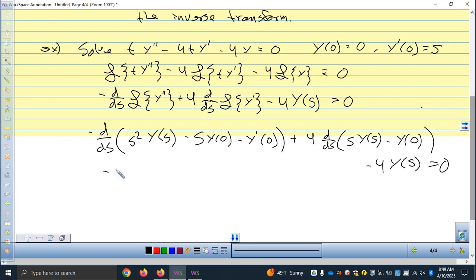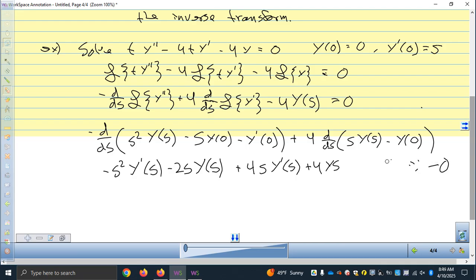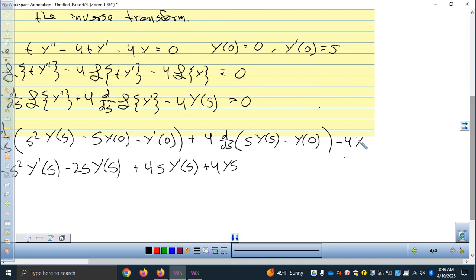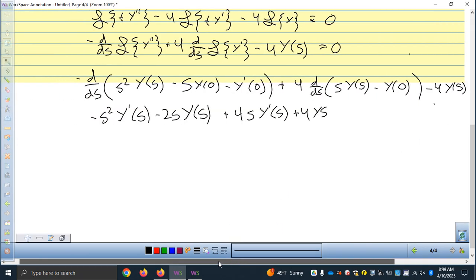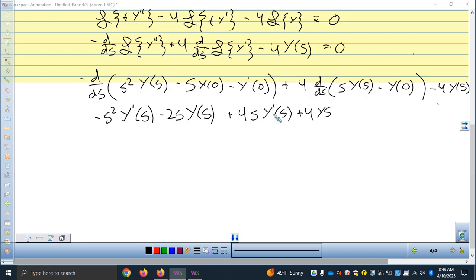So we end up with minus s squared y prime of s minus 2s y of s when I use the chain rule here. Plus 4, we get s y prime of s plus 4 y of s. This comes from taking the derivative of s y of s. We're using the chain rule and multiplying by 4. Minus 4y of s equals 0. And this should be 4y of s here.